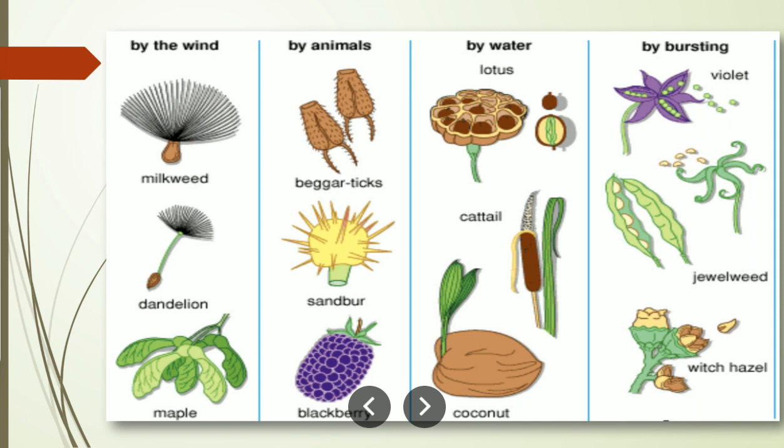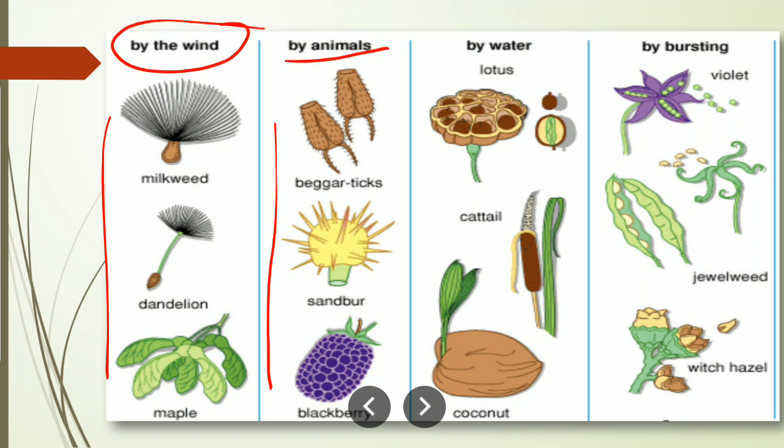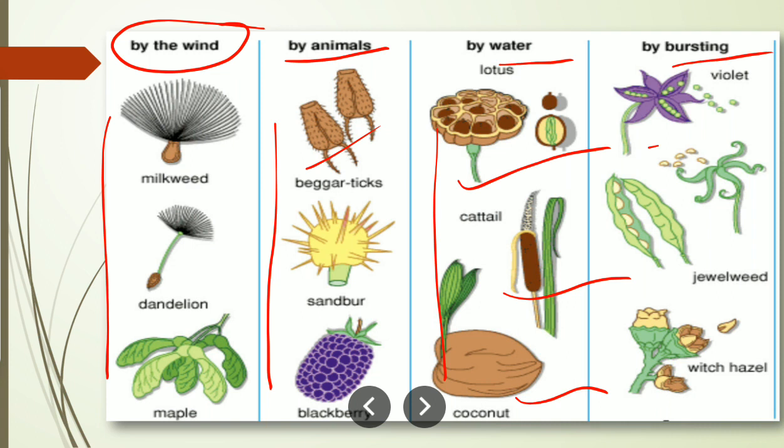So this is the slide which I was talking about. All these seeds are basically dispersed by wind, right. All these seeds are dispersed by animals. They just stick with the body of the animal and fall off somewhere else. These are by water, right. The examples are your lotus, cattail, coconut. All these seeds basically disperse by bursting. These plants burst open, right, and then what happens? All the seeds fall off very far from the parent plant.